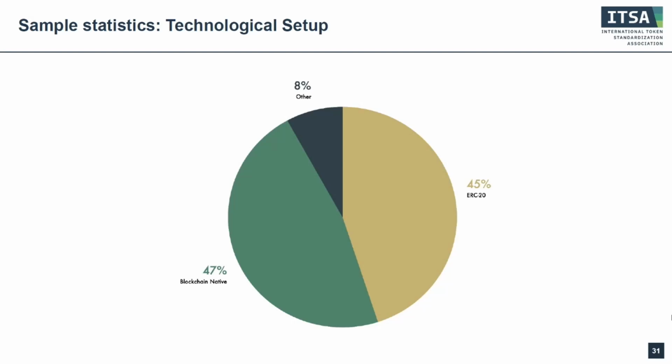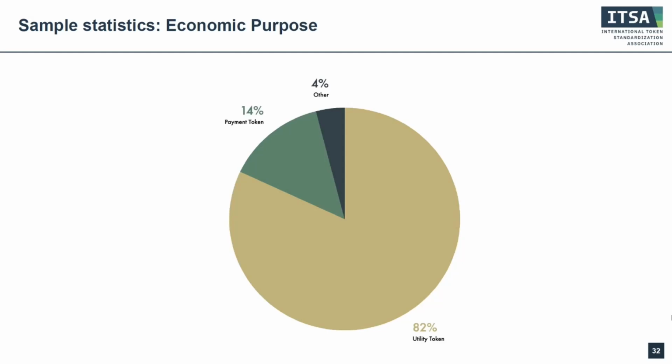And a trend we've seen is that a lot of tokens will begin as an ERC20 token with very clear plans on their roadmap to move towards an own chain. Next, we have the economic purpose. Of all the 200 tokens, 82% of them are utility tokens.